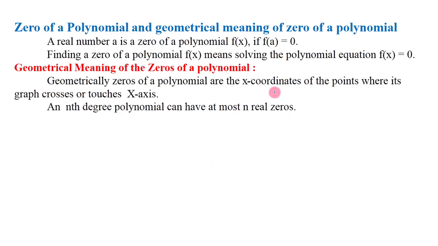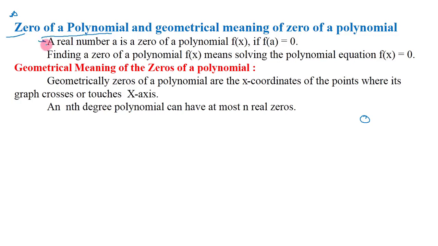Now let us see one more important concept regarding the polynomial. The whole topic depends upon this concept, that is the zero of the polynomial and the geometric meaning of the zero of the polynomial. Here you should understand that zero polynomial is different, zero of the polynomial is different. Zero polynomial means only the number 0 is said to be the zero polynomial, and zero of the polynomial means what?